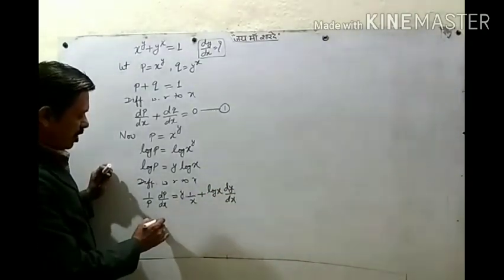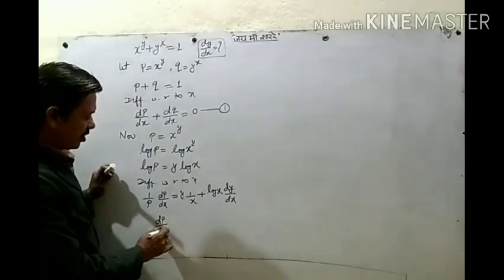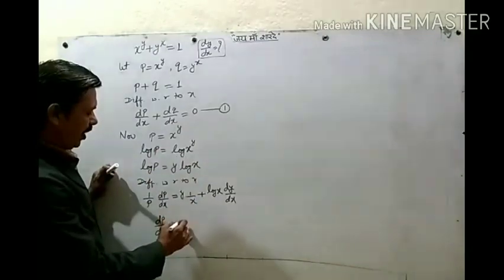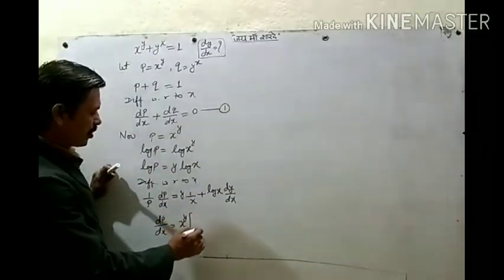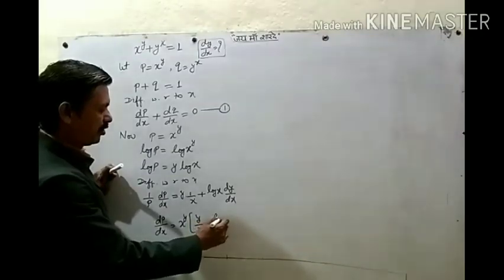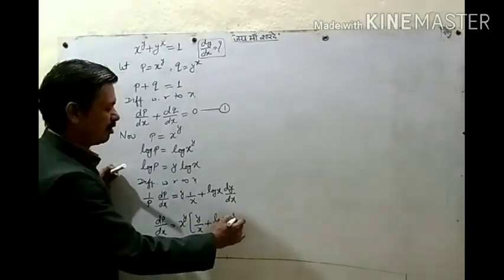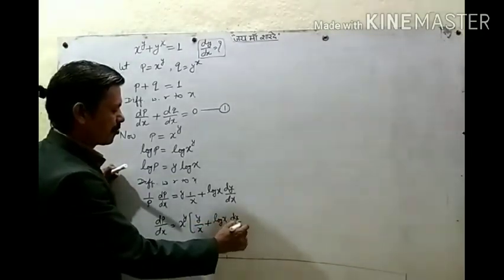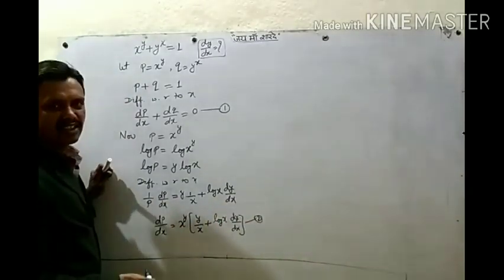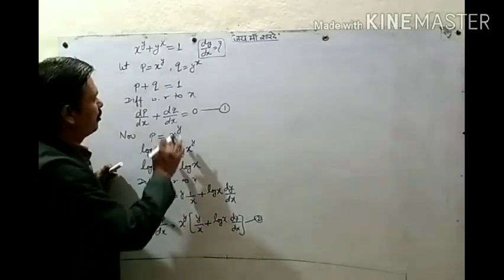So dp by dx is p, right? p means x to the power y into y upon x plus log x into dy by dx. So this is the value of dp by dx. In the same way we will find the value of dq by dx.